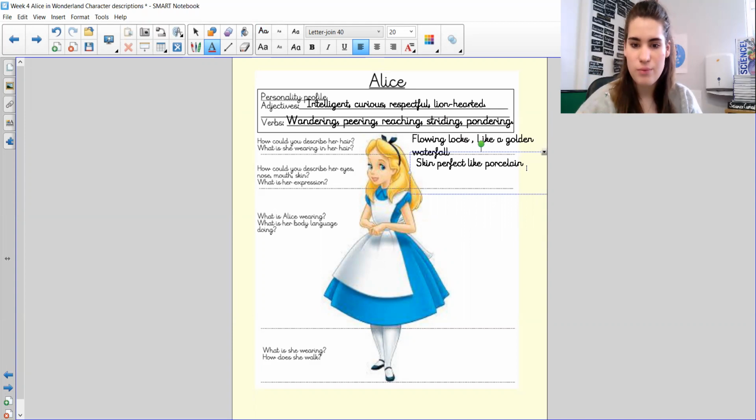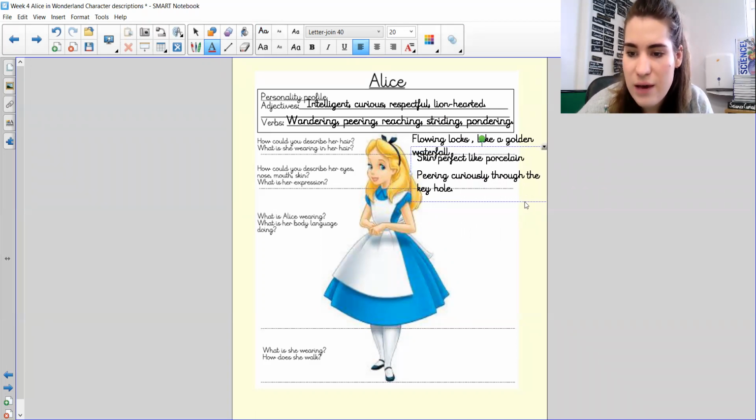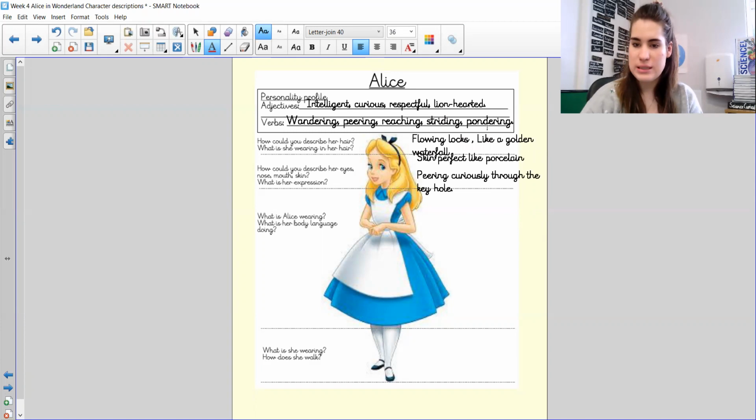to give us a little bit more information about what our character is like. So if, for example, we were to say, what is her expression? Maybe if I was to say she was peering curiously through the keyhole, that tells me what she's doing with her eyes, but it's also telling me that Alice wants to know more. She wants to get through the door and enter Wonderland.